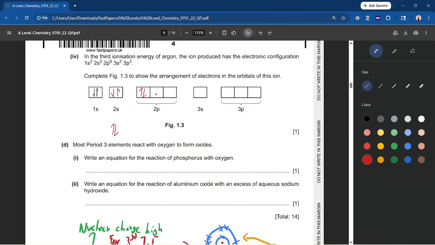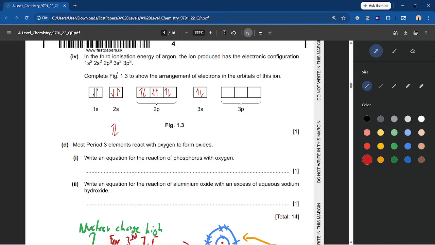Let me fix that. So it can also look like, sorry, very bad at drawing straight lines, it seems. Yeah, just horrible. And then like this, and again, it doesn't matter as long as they're showing that they have opposite spin. 3s, once again, it's going to be up one, and the other one will be down in the other direction.